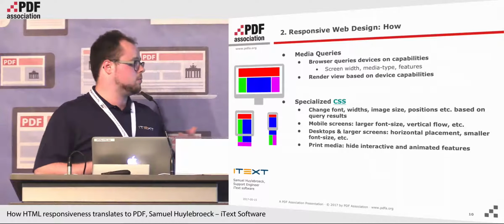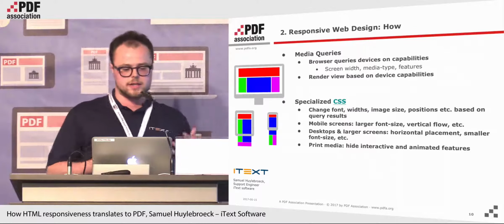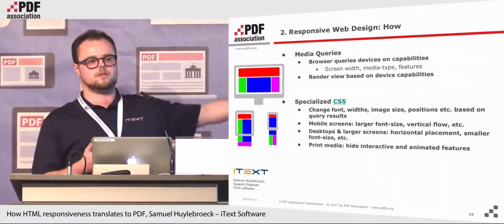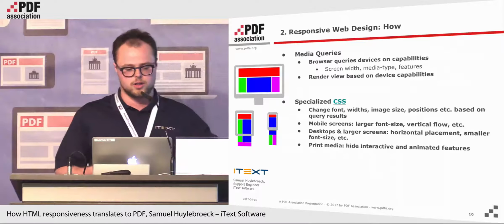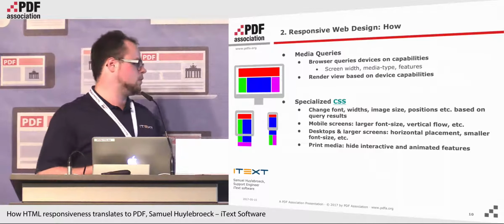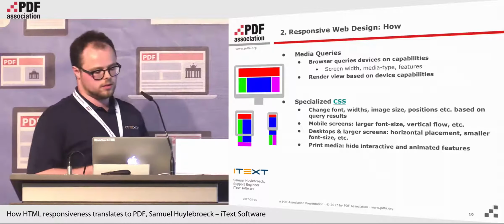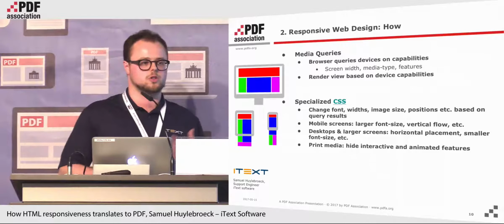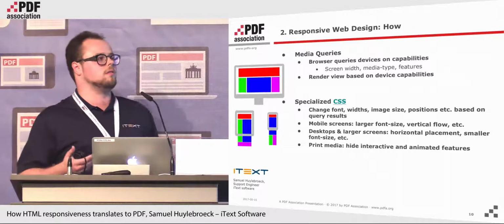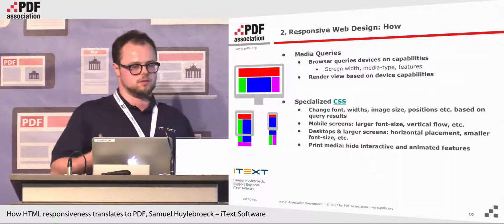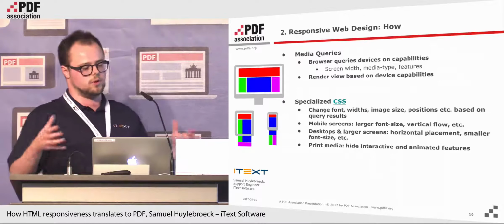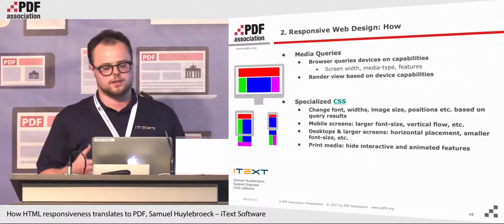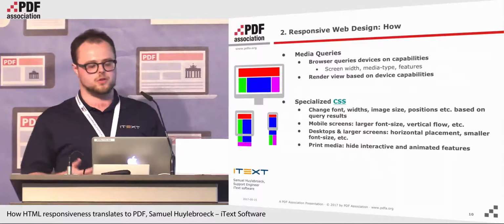A couple of examples would be to change the font, widths, sizes of images, the positions based on the query results, like we have this dynamic reflow of content here. For example, mobile screens would, of course, be using larger font sizes, so the text remains readable on a smaller screen, while on larger desktops you can scale down and fit more into the screen itself. And of course, in print media, you can hide interactive contents, animated features, audio stuff.